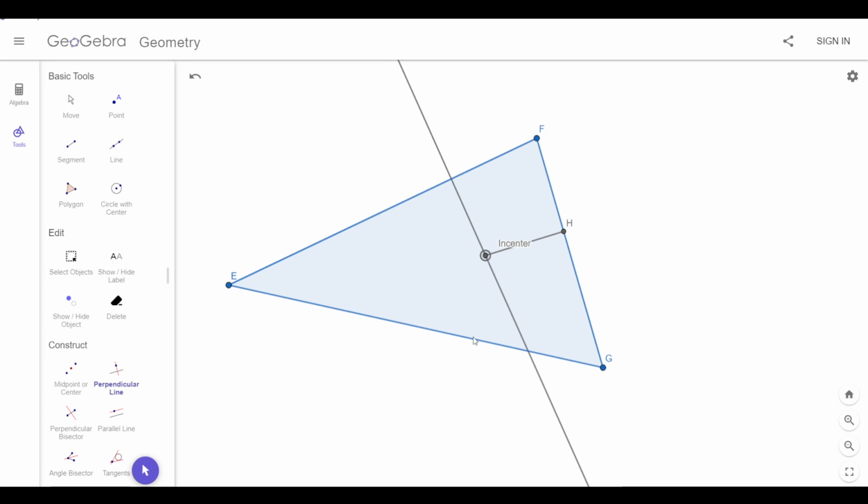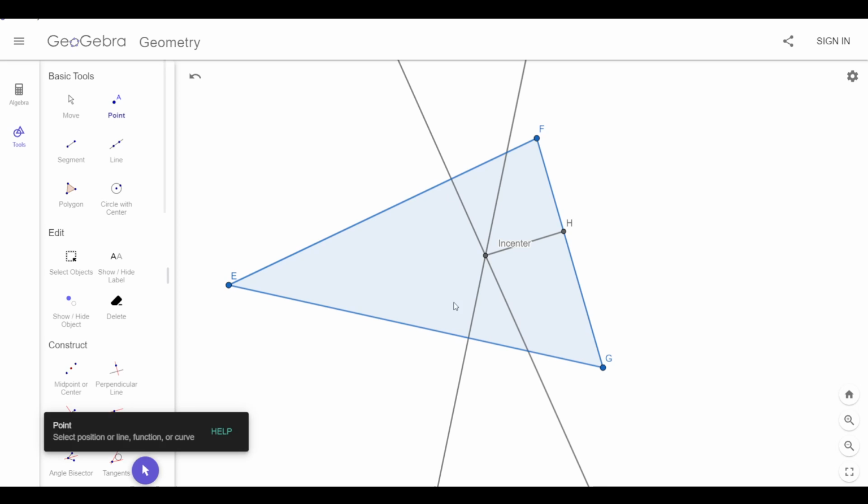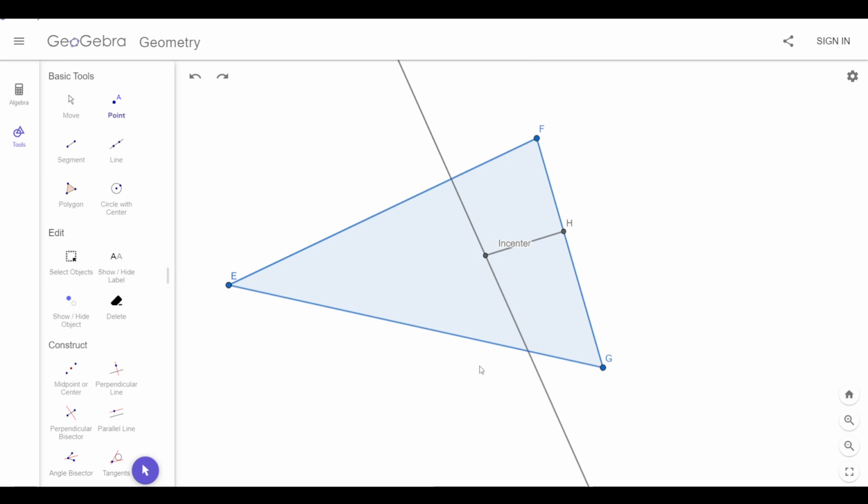So watch, from the incenter to here. See what it did? It made perpendiculars. It doesn't show the little right angle box, but that is perpendicular. This is perpendicular. So what I'm going to do is now put a point right here. Put a point right there. That's what I want. And then let's take the segment.